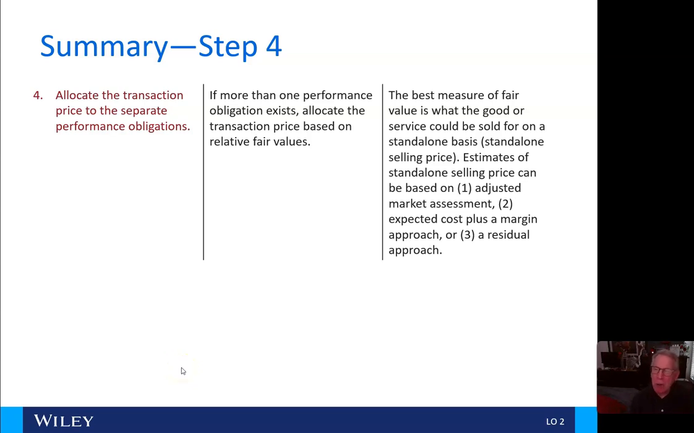Hi everybody, and welcome back to video number 5 in chapter 17. When we left off, we were looking at the summary of the 5 steps. Here in step number 4, we're allocating the transaction price to separate performance obligations. And if more than one performance obligation exists, we're going to allocate the transaction price based on relative fair values.